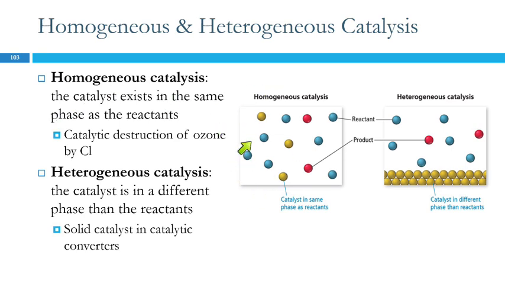of homogeneous catalysis would be the chlorine catalyzing the destruction of ozone. Everything's in the gas state, they're all in the same state. Heterogeneous means that the catalyst is in a different phase than the reactants. So a catalytic converter is an example of that. The catalyst is a solid and the reactants are gases.